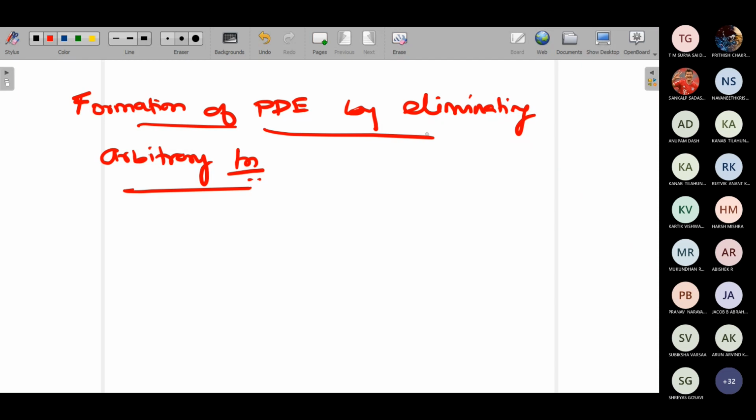You can take down: form PDE by eliminating arbitrary function from z equals f of x square minus y square. Is it clear? Okay, our aim is to eliminate this arbitrary function f. So this is your given PDE.